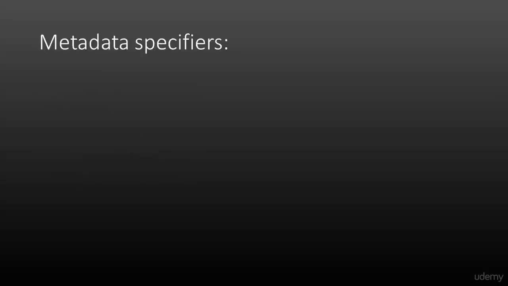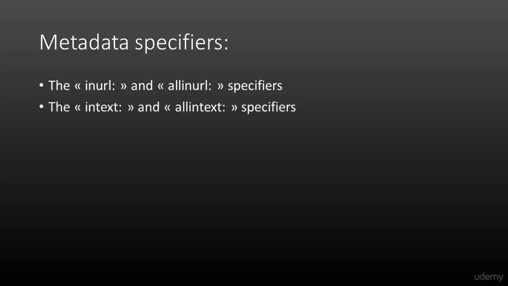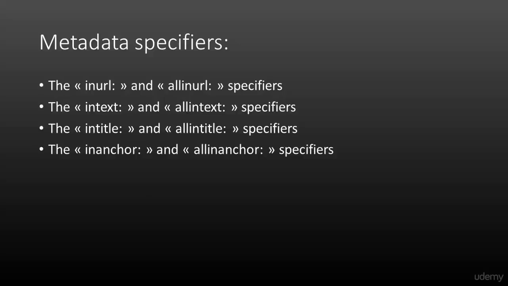Then in section 6, you learn how to use specifiers on metadata, the in-URL and all-in-URL specifiers to get results with a URL containing your words, the in-text and all-in-text specifiers to get results with a URL or document's text containing your keywords, the in-title or all-in-title specifiers to get results with a URL or title containing your keywords, and the in-anchor and all-in-anchor specifiers to get results with a URL or anchor text containing your keywords.